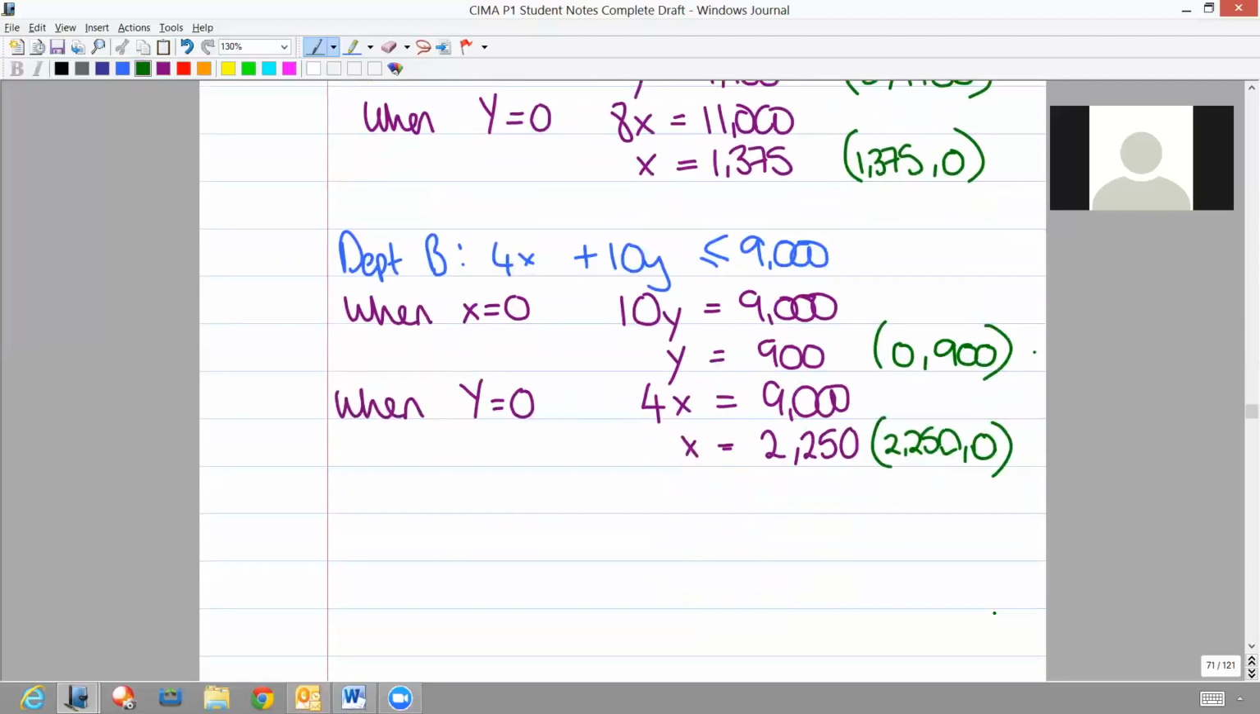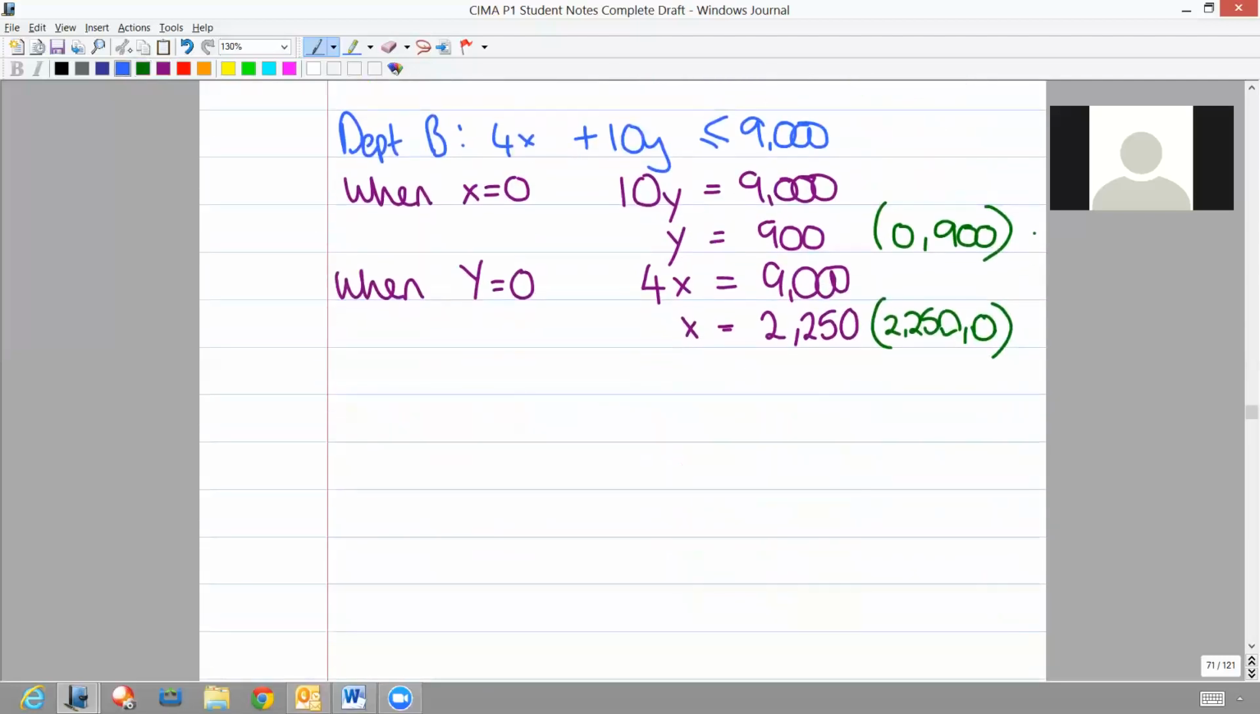So repeating that again then for Department C, and what I'd like you to do is have a quick go at doing it based on what we've already done. So just pause the recording and have a little go. Okay, so hopefully you've come up with an answer. The answer should be as follows. 12x plus 6y is less than or equal to 12,000 hours.